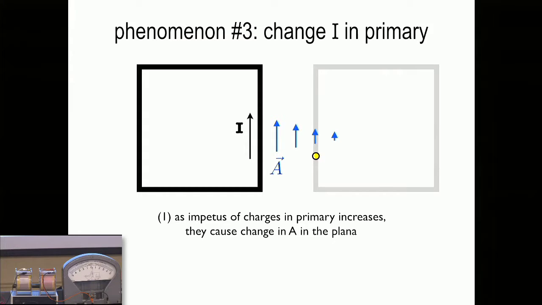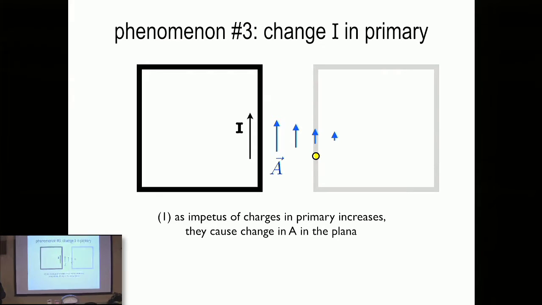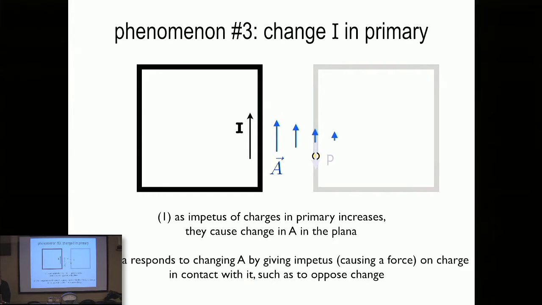Hang on a second, I need to zoom this out so I realize this was not visible. Okay, so again, the increasing A field, the plana responds by finding charge in the vicinity and pushing down as a result in the direction opposite to the increase in A. That color is not very good, but that's a downward impetus.